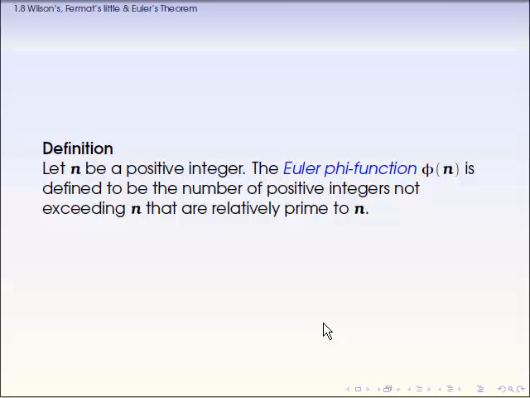So, for example, if n is 2, then phi of 2 should be 1 because there is only 1 there. How about 3? Then phi of 3 must be 2 because 1 and 2 are relatively prime with 3. But how about 4? The positive integers less than 4 are 1, 2, and 3. Among those, only 1 and 3 are relatively prime to 4 because 2 and 4 are not relatively prime. So there are only 2 positive integers not exceeding n which are relatively prime to 4. So phi of 4 should be 2. So you can check that way.